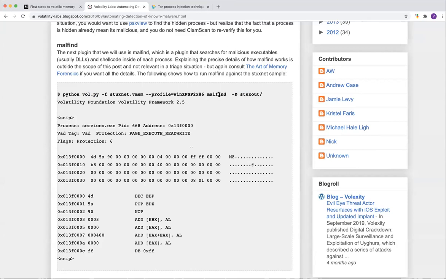Pragyan, after the profile, what is that WinXPSP2x86? So what happened is this image was taken from a system which was running Windows XP Service Pack 2, and the CPU was 32-bit. So I can tell you: Windows XP SP2 x86.